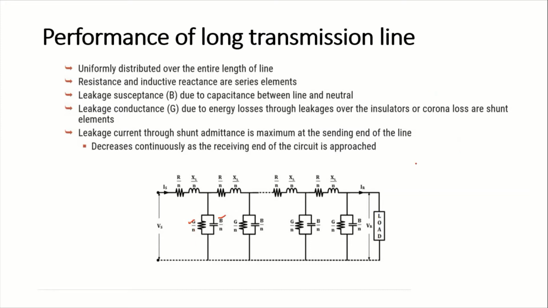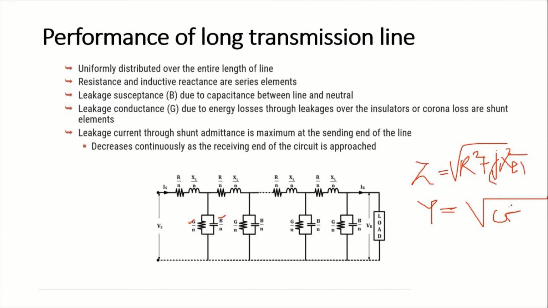So it can be written that Z is equal to R plus jXL, or under root R square plus XL square, with j removed. And Y can be written as under root G square plus B square. So the Y value depends on the conductance G and susceptance B. Z is the impedance and Y is the admittance. Clear?